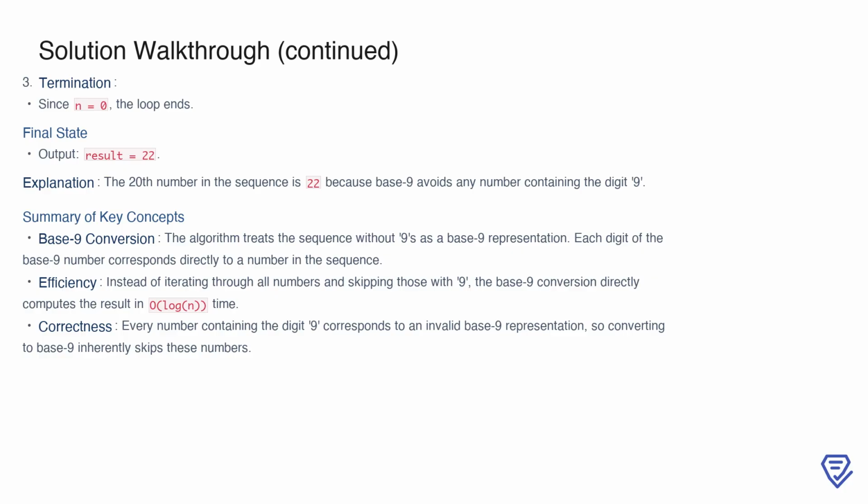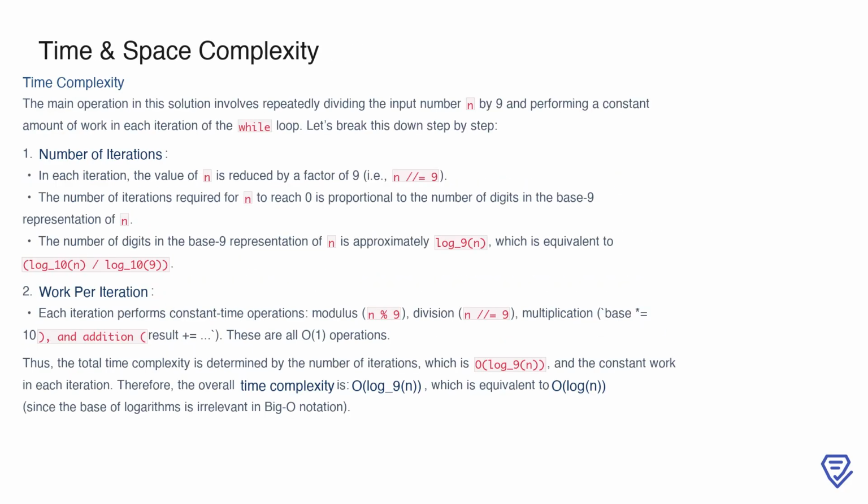To summarize, the algorithm uses base 9 conversion to efficiently compute the result without explicitly iterating through and filtering numbers. This approach ensures correctness and runs in O(log n) time by avoiding unnecessary checks for invalid numbers. When analyzing the time complexity of this solution, the key operation to focus on is how we repeatedly divide the number n by 9 and perform a constant amount of work in each iteration. To understand this better, let's break it down.